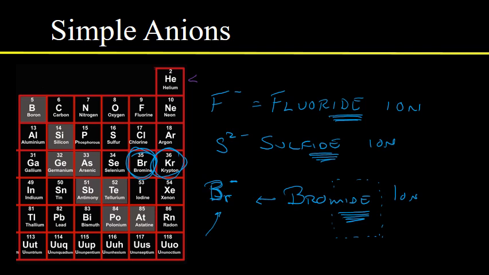So the key here is to recognize this suffix -ide. And when you see that -ide suffix, then you know that it's monatomic and that the charge is determined by how many steps away it is from the noble gas in the table.